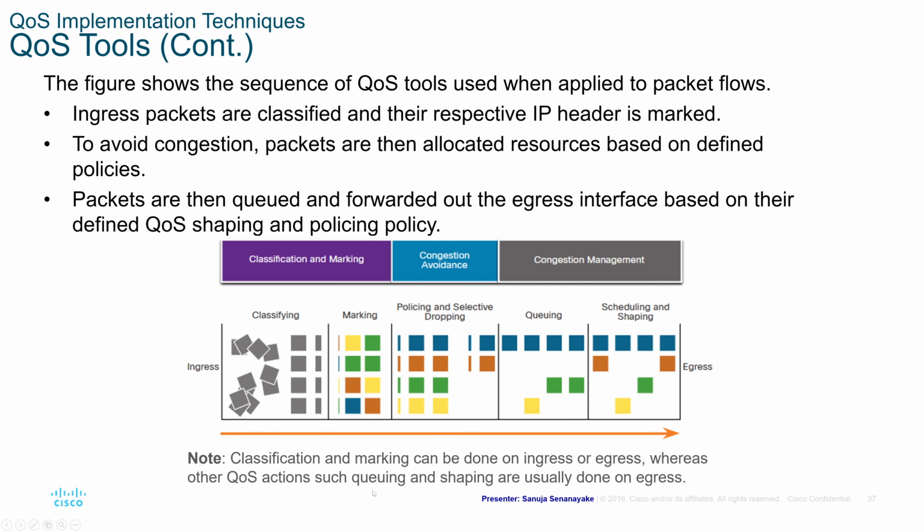Note that classification and marking can be done on either ingress or egress interfaces, whereas the other QoS actions, such as queuing and shaping, are usually done on the egress or exiting interface. So classification and marking can be done on either ingress or egress, it's okay to do either, whereas queuing and shaping has to be done on the egress or exiting interface. So keep that in mind.